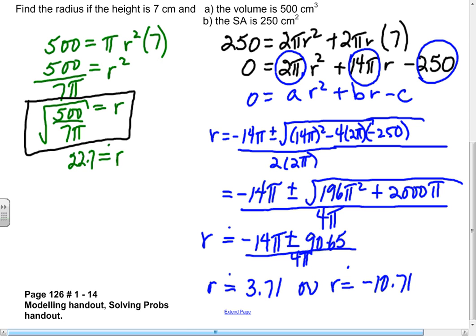After I typed those nasty equations in and all the smoke cleared, I got 2 answers of approximately 3.71 for a radius or negative 10.71. We know that a negative radius just doesn't make sense, so we can disregard that answer and go with the positive radius of approximately 3.71 centimeters.